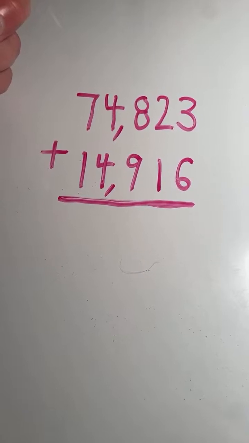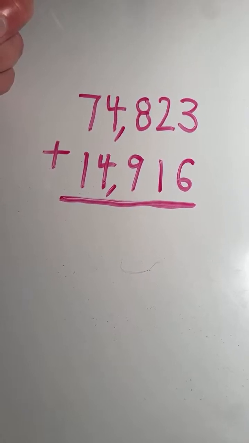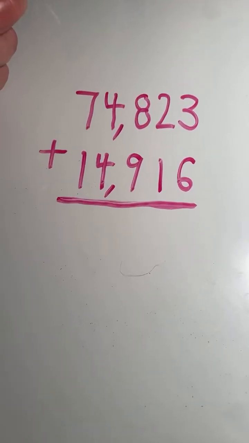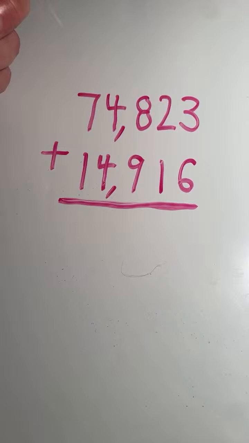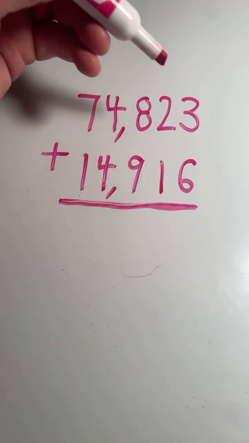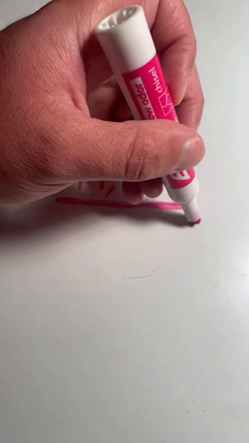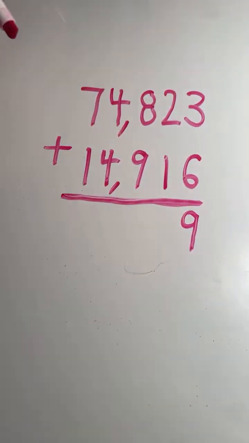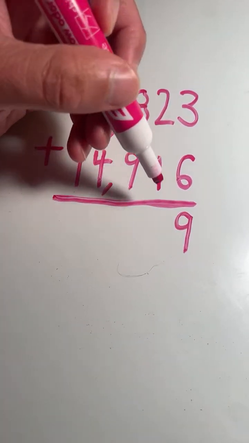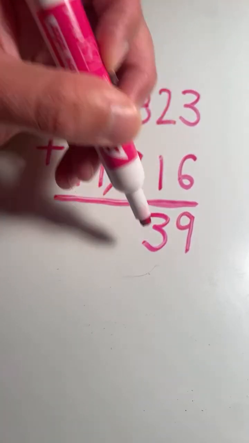So example problem number 2, 74,823 plus 14,916. So we're going to start in the ones place. We're going to add 3 plus 6. 3 plus 6 equals 9. We do not need to regroup there because our sum's less than 10. 2 plus 1 equals 3. Again, no regrouping needed in the tens place.